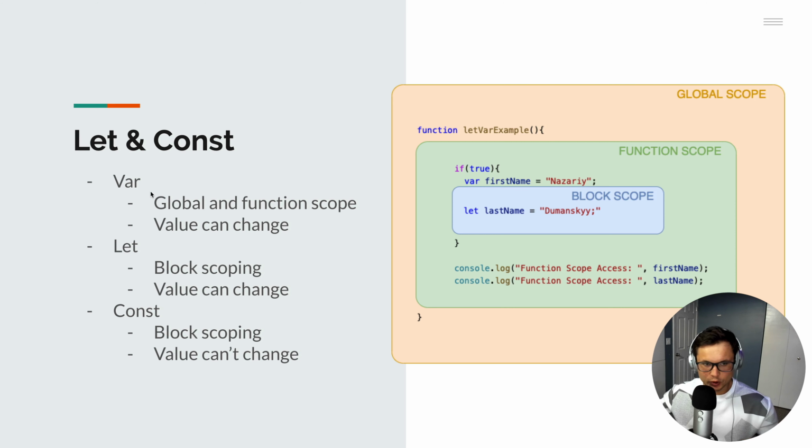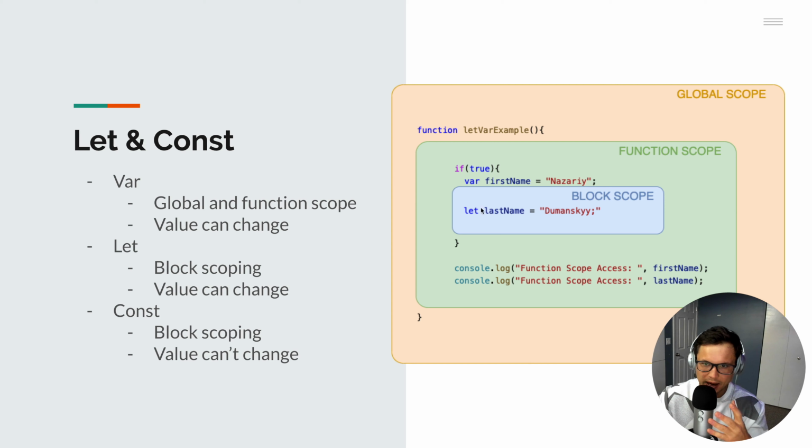Var is used within global, within function scope, and also within something called a local scope. However, let and const were made for using block scoping. Now, what does that mean, you might be asking, okay? Block scoping really is simply a scope between brackets. Now, if you're asking what that means, then I'm going to show you.